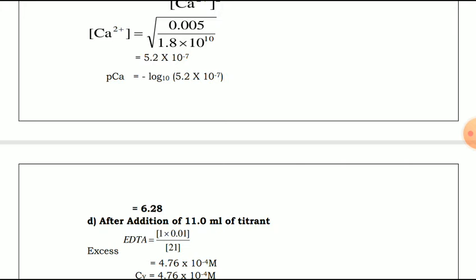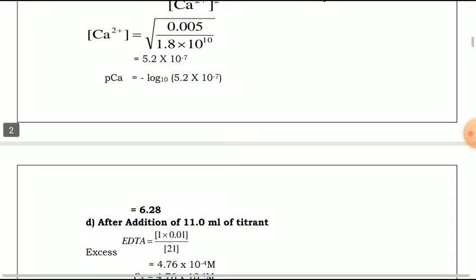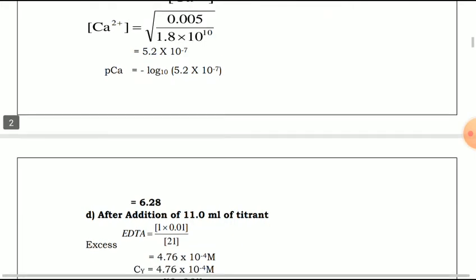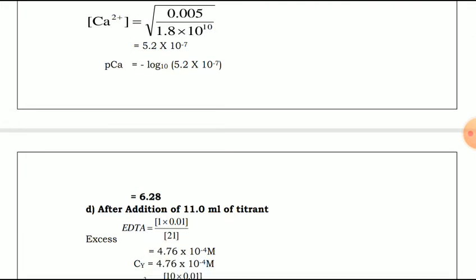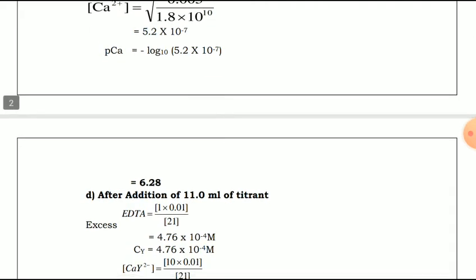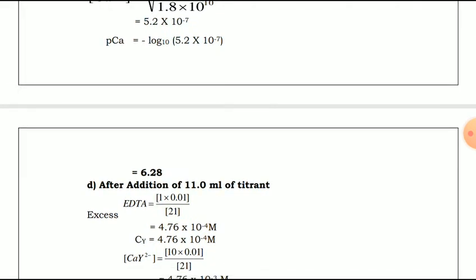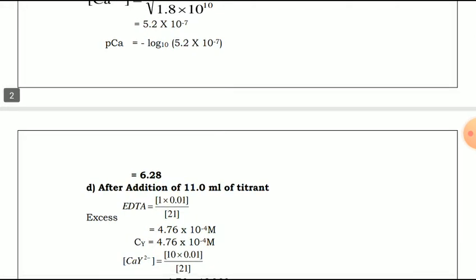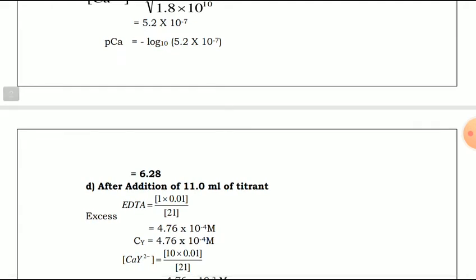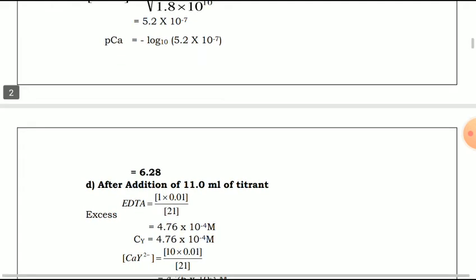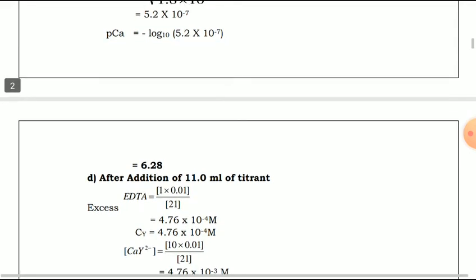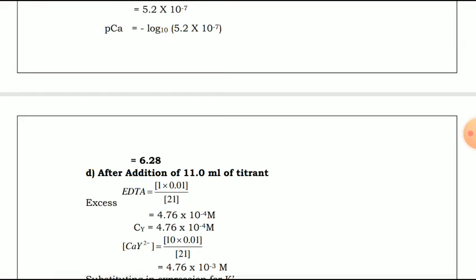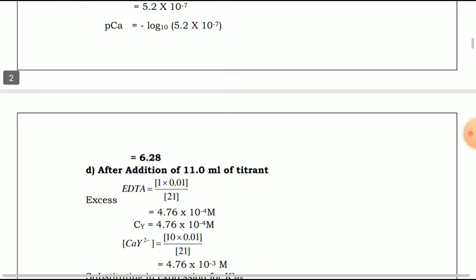When we calculate that, we will get the concentration of EDTA, that is CY, equal to 4.76 into 10 raised to minus 4 molar. Then the concentration of CaY2- is equal to 10 into 0.01 upon 21, because EDTA formed only 10 ml, right? But the total volume will be 21 ml. The concentration of that is 4.76 into 10 raised to minus 3 molar.